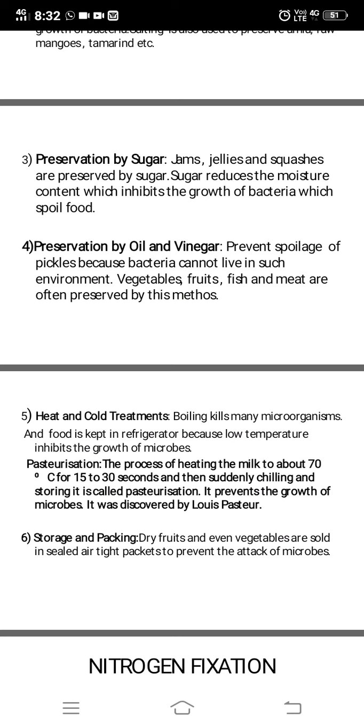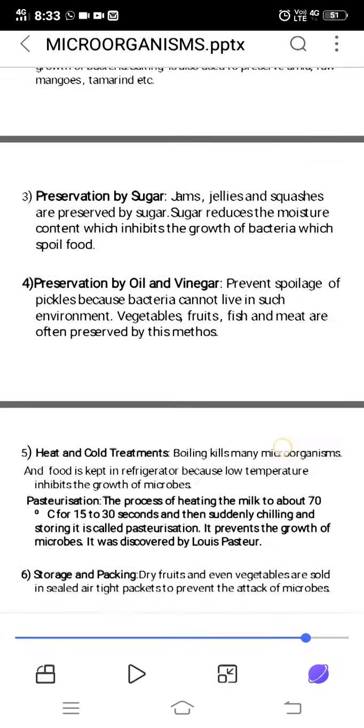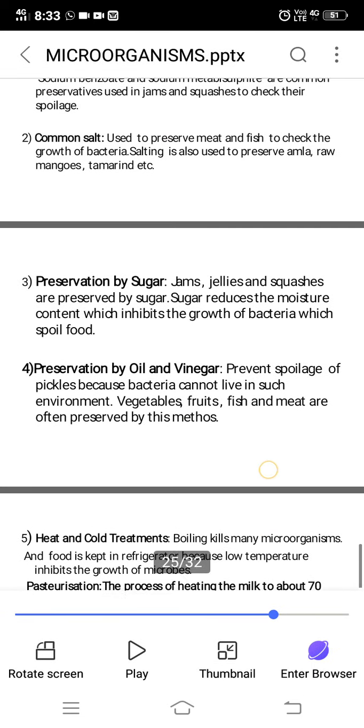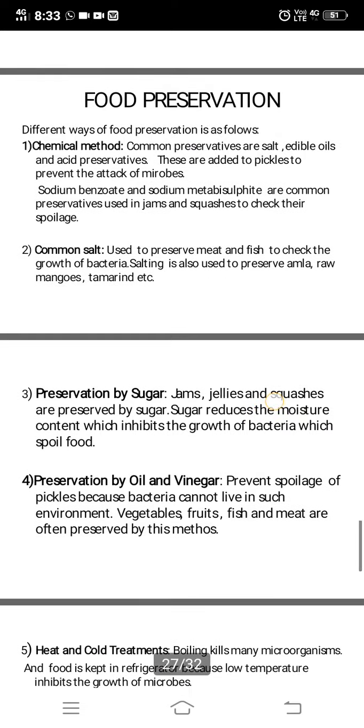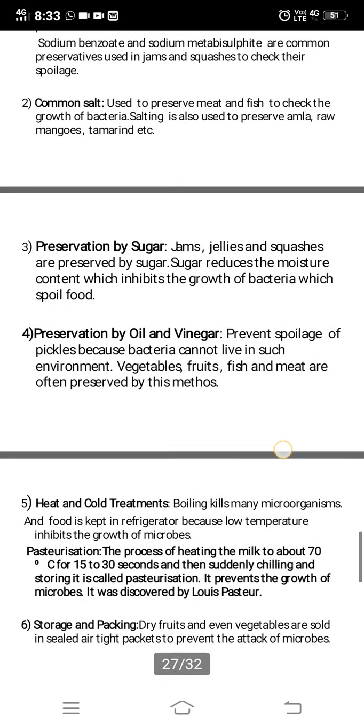So dry fruits and even vegetables are sold in sealed airtight packets. Since it is sealed, air cannot enter inside, moisture cannot enter inside, so the bacteria will not attack the food, to prevent the attack of microbes. So these are the different ways of food preservation, to prevent our food from spoilage.